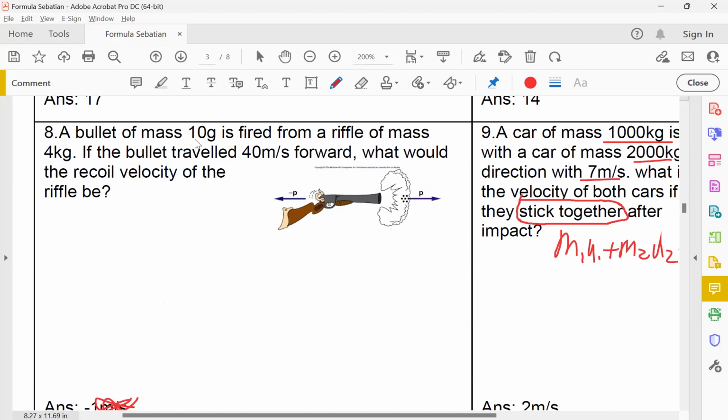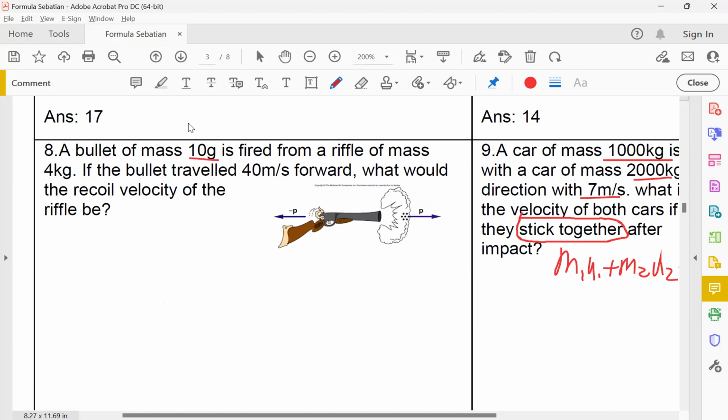Let me do it. A bullet has a mass of 10 gram, which is 0.01 kg. It's fired with a rifle of 4 kg. So this is M2, let's say this is M1 now. The bullet is traveling forward, so this is V2. What is the recoil? You're looking for V1. So 0 equals M1V1 plus M2V2. The 0 is because before collision, no one is moving, right? So it's just going to be 0 straight away.